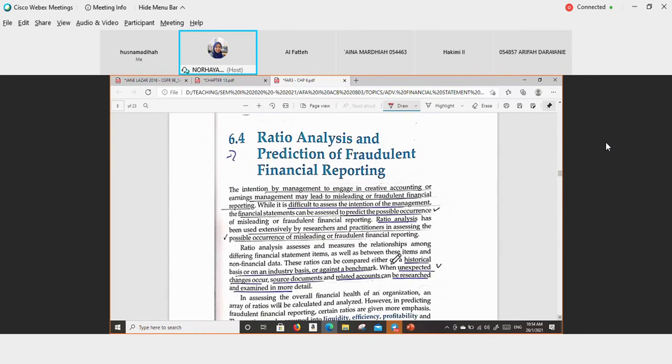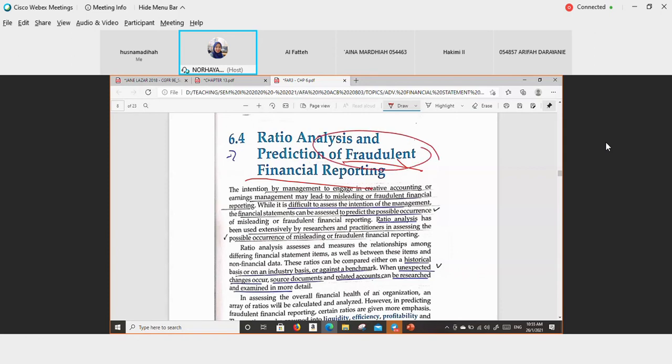Ratio, so this one. Ni yang saya kata tadi. The ratio may as well be used to predict the fraudulent financial reporting. When I say fraudulent financial reporting, okay, management are actually intentionally manage the earning, okay, that excessively, this will lead to fraudulent financial reporting. You tahu fraudulent financial reporting kan? Apa tu fraudulent financial reporting ni? Fraudulent.